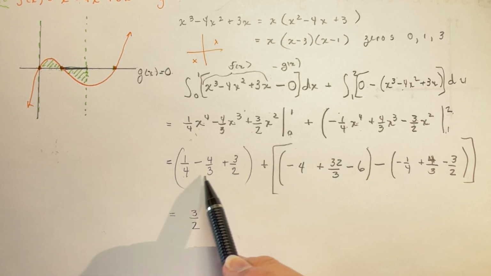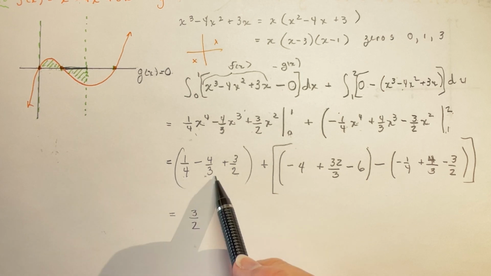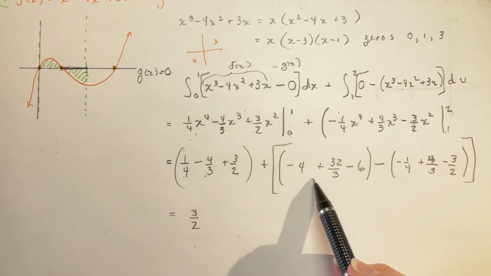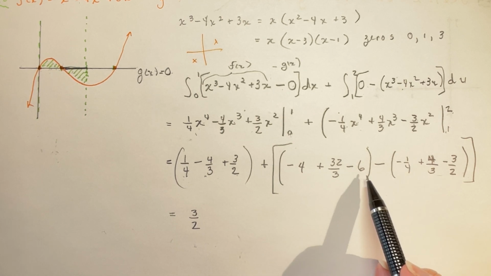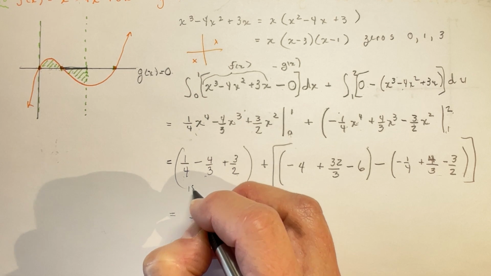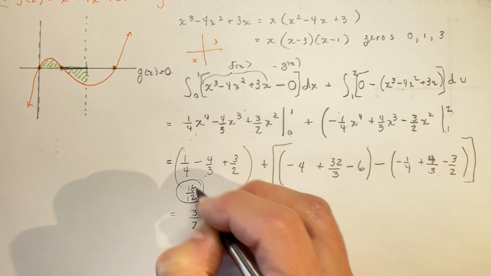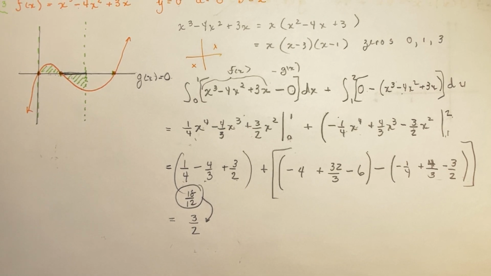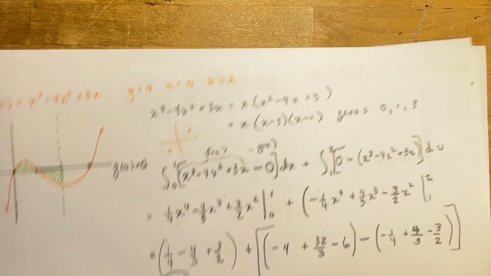Obviously here we got 4, 3, and 2, so you'd put them over 12. This one, you're going to probably end up with them all in 12ths. And I think it becomes 18 over 12 before you get down to 3/2. Okay, so again, the number crunching is the part that's going to be a pain in the butt, right?